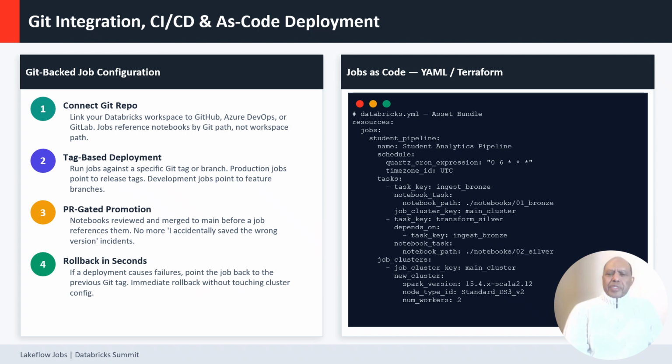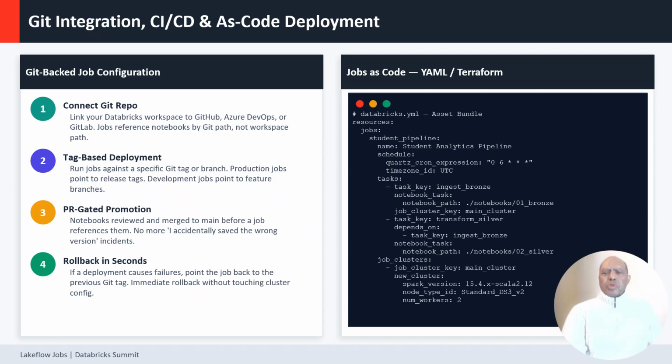This means every change to a notebook goes through your normal Git workflow. Branch, commit, pull request, review, merge. Why does this matter? Because I have seen teams lose hours debugging a job failure that turned out to be caused by someone editing a production notebook directly in the workspace. No version control, no audit trail, no review. So Git-backed jobs make that impossible.